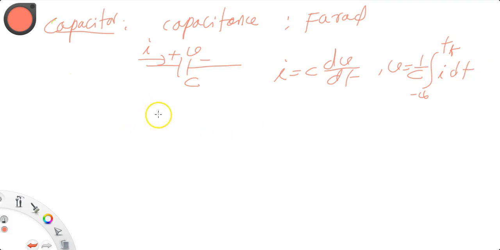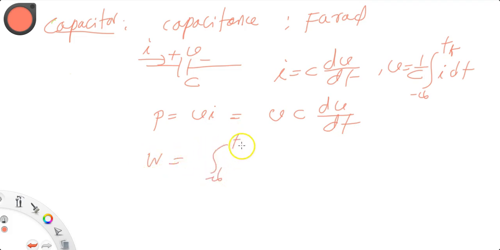So instantaneous power, P, will be V times I, which is equal to V C dV upon dt. And you can find the total energy, which is the integral from minus infinity to final time of P dt. Ultimately, by putting all these relations and the final value of voltage, you will find half C V square. What is the V?